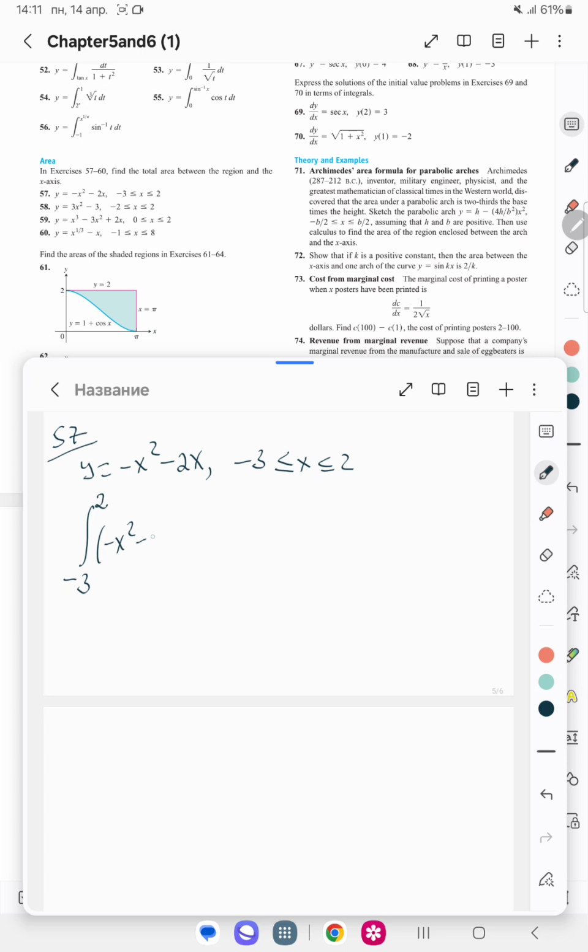Minus x squared minus 2x. Okay. But what I would suggest is you first draw the function, then try to find the integral, because sometimes it will give you a problem to write something like this.